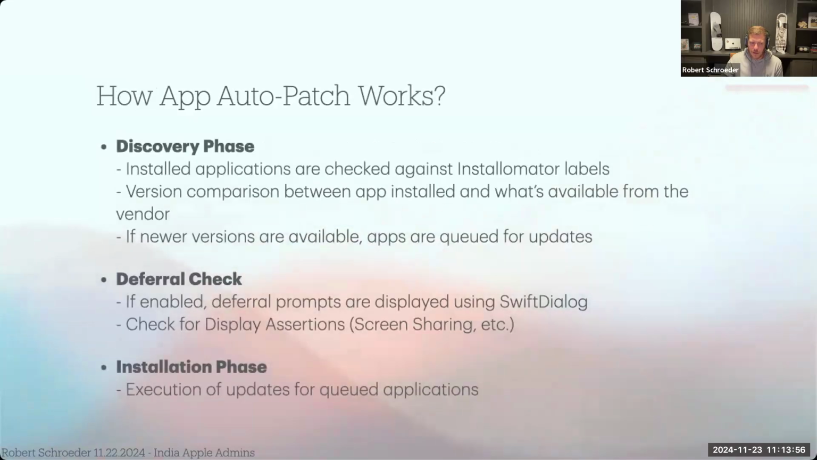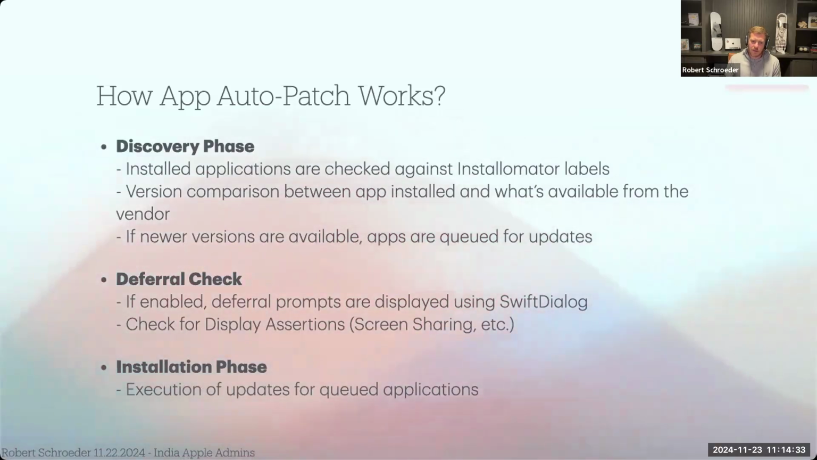So, how does App Autopatch work? There's really three main phases to how it functions. First is the discovery phase. So the script checks installed applications against Installomator labels, compares versions to determine if there are updates needed. And then applications with newer versions available are queued up for updates. So this phase also compares the list of queued apps against app label variables to add or remove labels as needed.